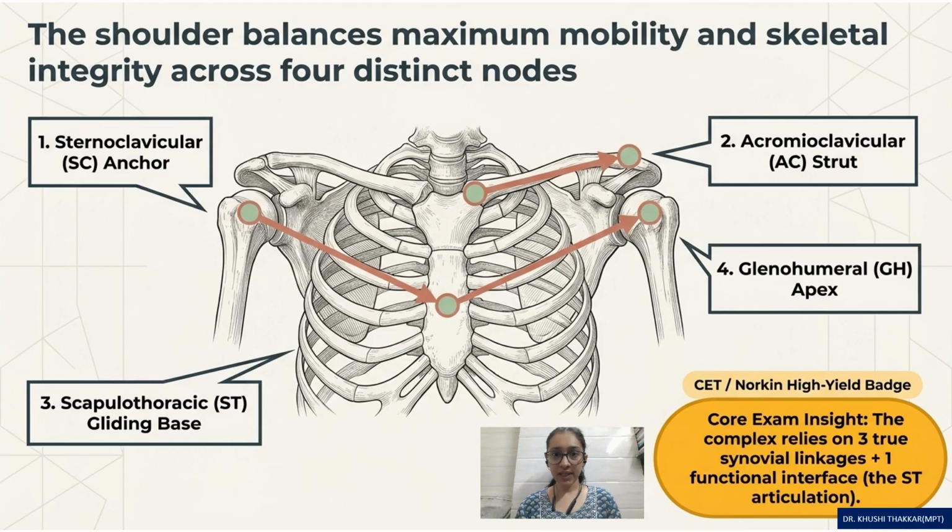The shoulder complex helps in maintaining maximum mobility and stability via 4 functional and structural joints. These include the sternoclavicular joint, the acromioclavicular joint, the glenohumeral joint, and one functional joint which is not a true joint structurally but is a functional joint, the scapulothoracic joint.